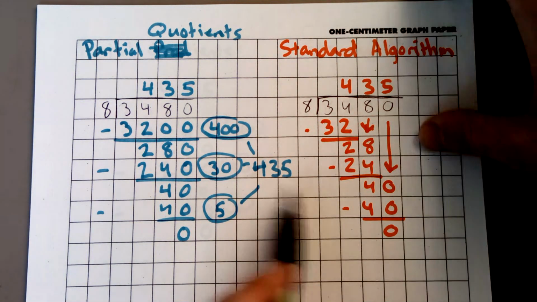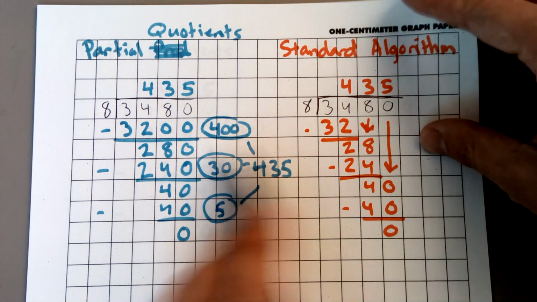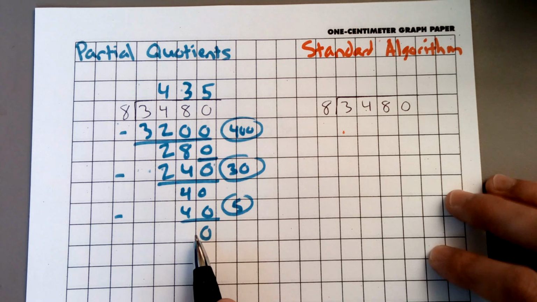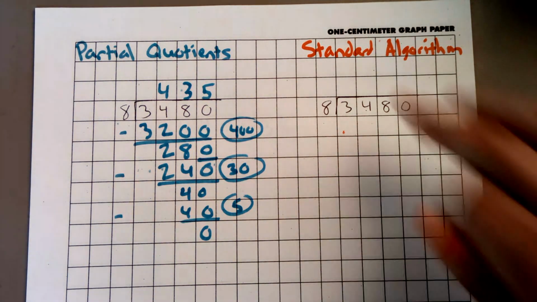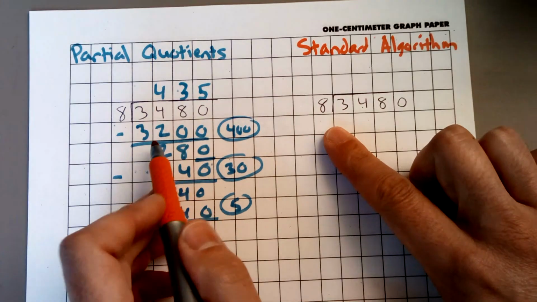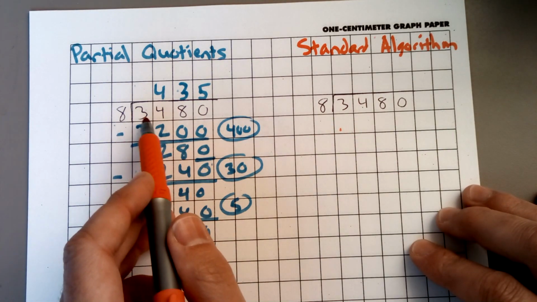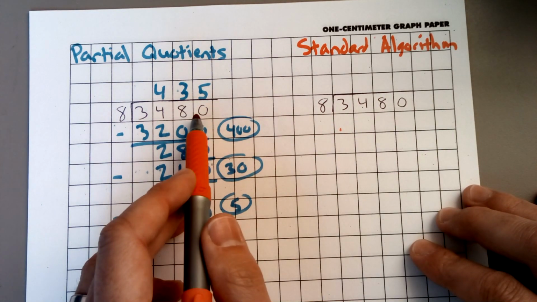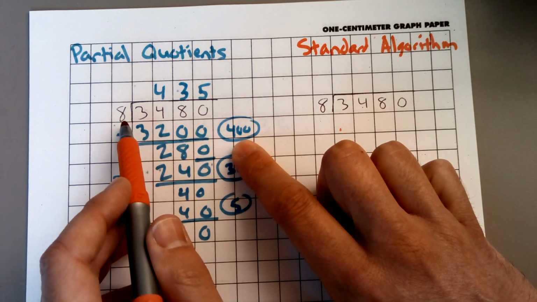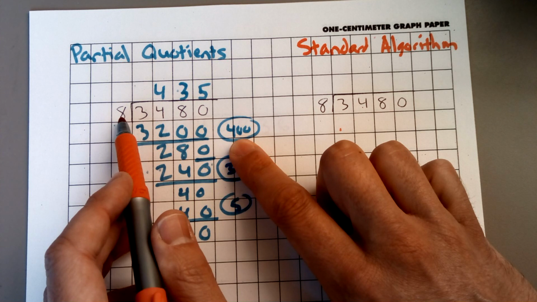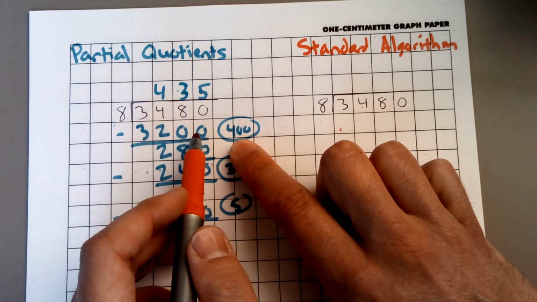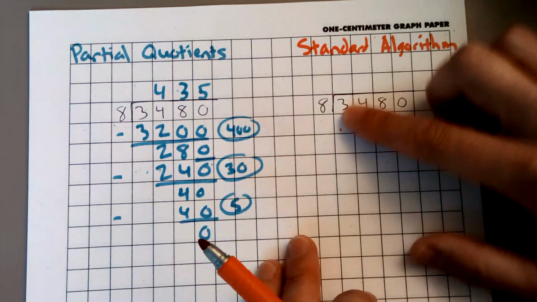All right, let's run through this standard algorithm on the next page. So I have the partial quotients beside us so we can see how the standard algorithm is similar to partial quotients. So the first step in the partial quotients strategy is to see how many eights can fit in the entire dividend, 3,480. And I found that 400 eights can fit into 3,480, and that would make 3,200. The standard algorithm, it's a little easier than that.